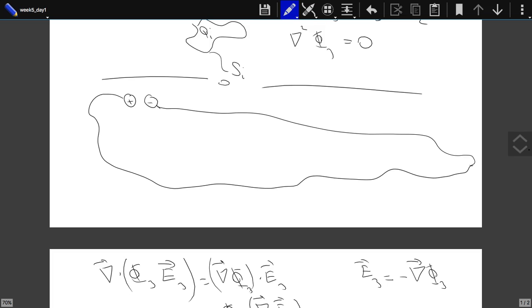Well, one of the boundaries of the volume is at infinity. Or you can put a conductor around and talk about that boundary. I mean, it can be nearby.